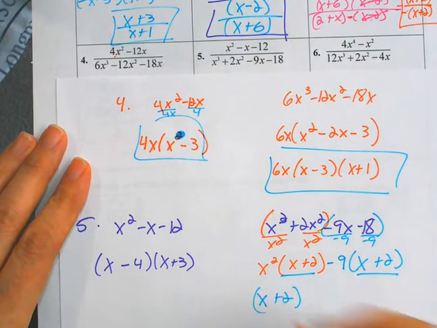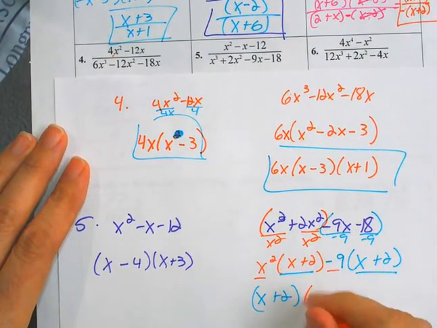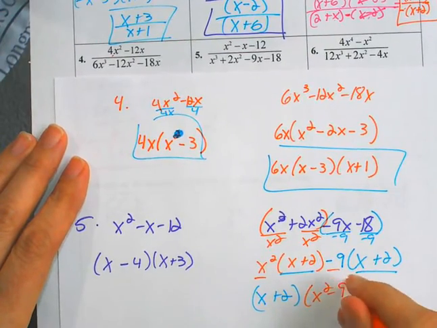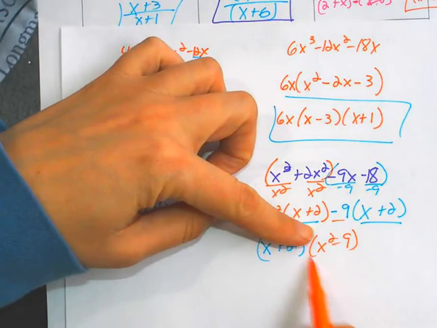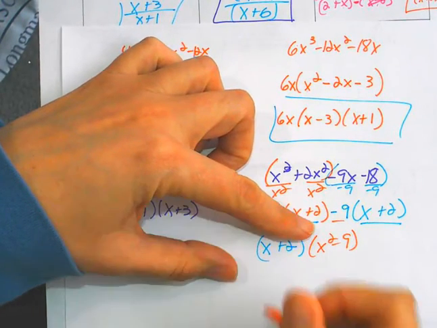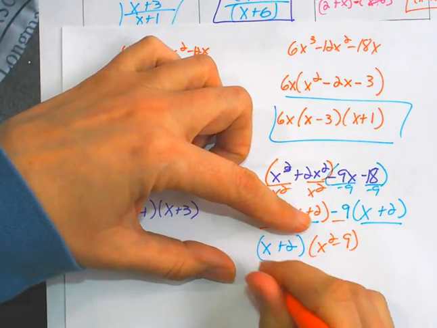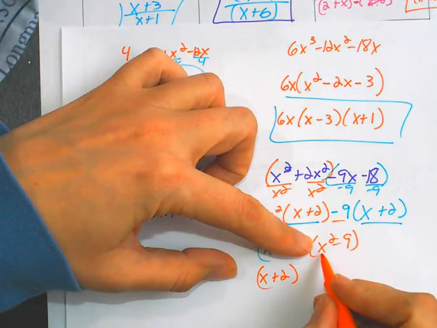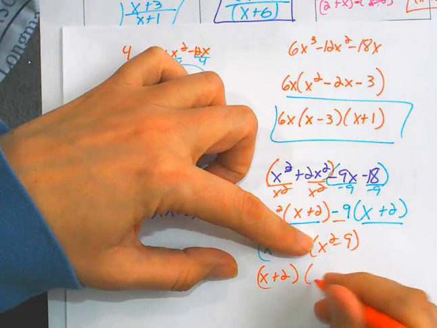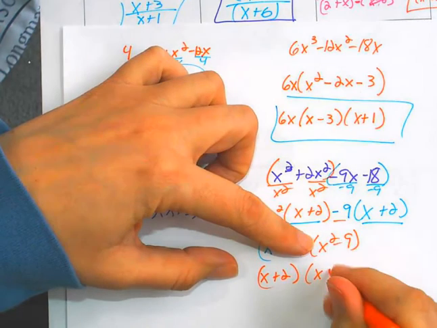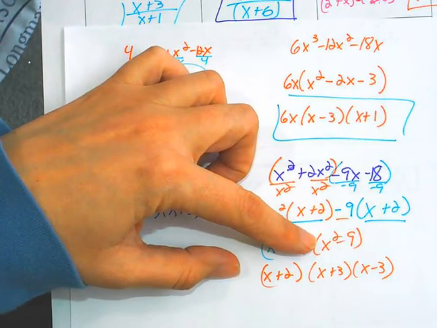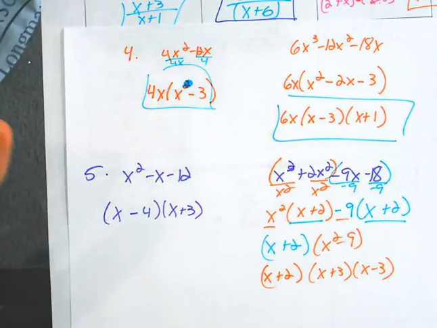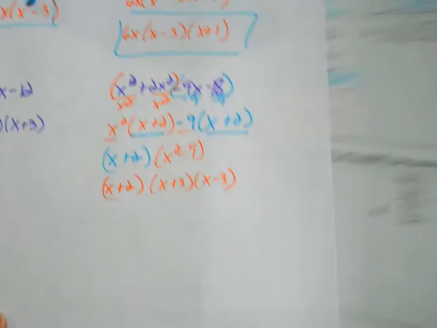And then I have x squared minus 9. Always double check to see if anything else can be factored. This is the difference of perfect squares. So I know my x plus 2, I can't do anything with that. But since this is perfect squares, I have x plus 3, x minus 3. Okay, so now everything's factored. I'm going to put it all together so I can see what I can cancel out.